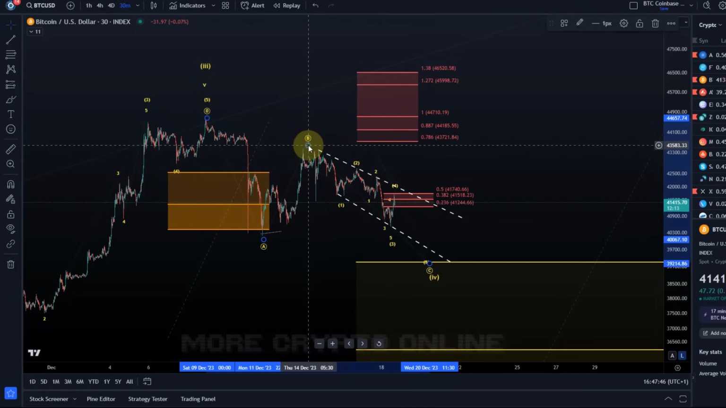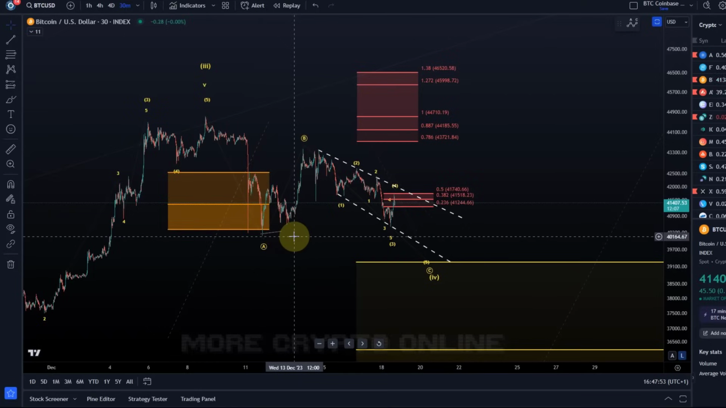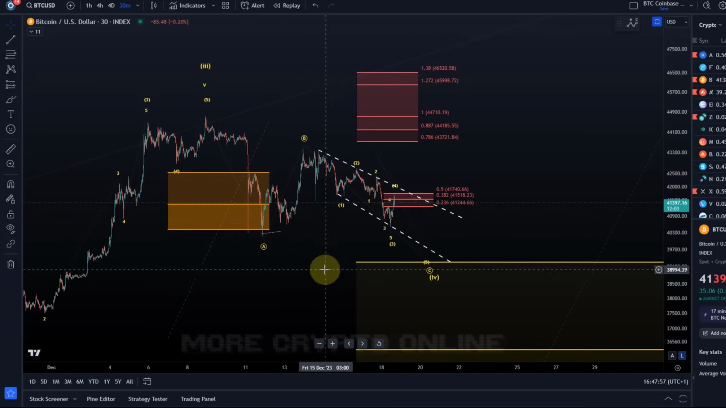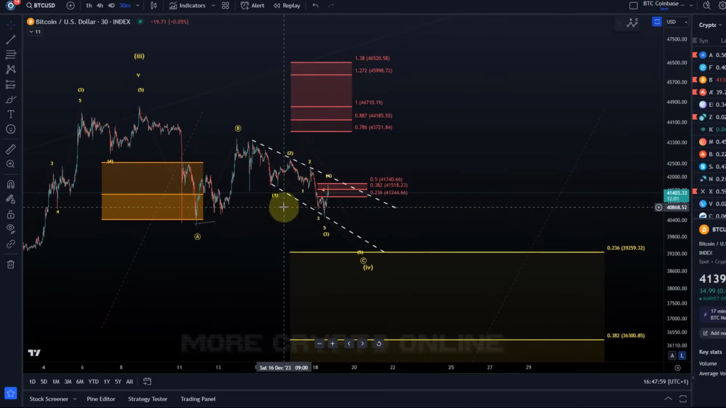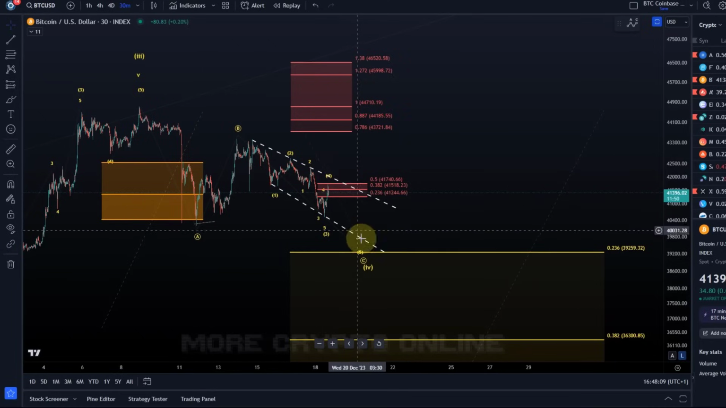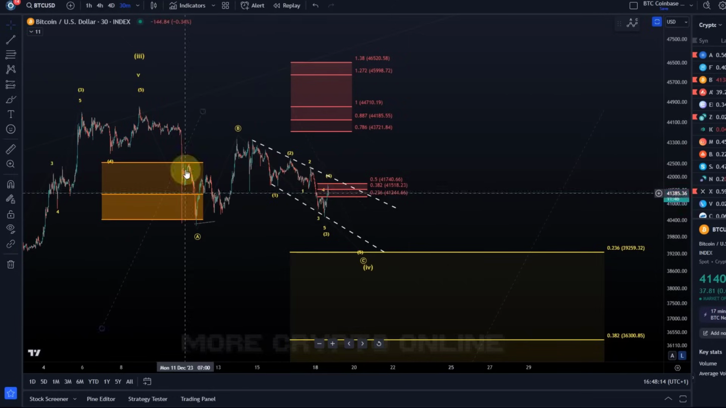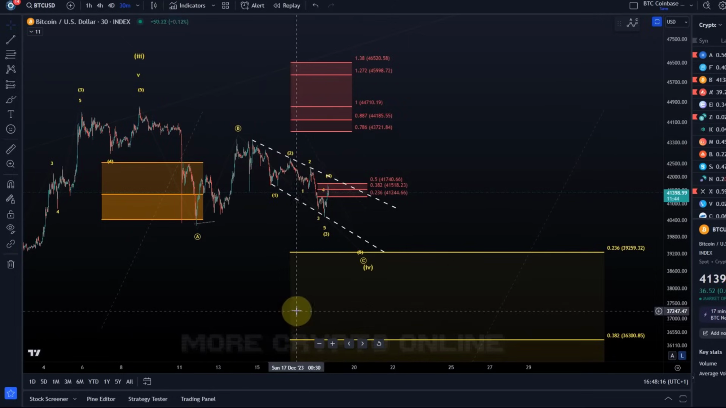Just be aware that this is still possible, especially given that we haven't taken out the low of the A wave. So that's at 40,160. That really needs to be taken out. But yeah, Bitcoin, the good news is if it's not a very aggressive sell-off, which it's not, then we have time to accumulate. We have time to figure out where exactly we are in the context, because sometimes these impulses, as you can see here, happen so quickly, people get caught out, right?